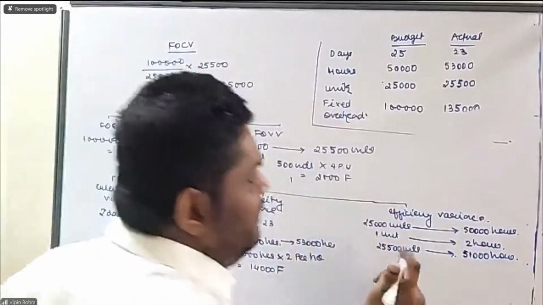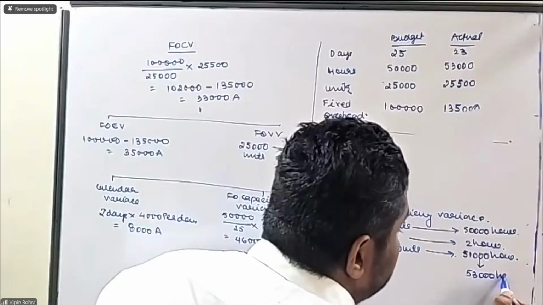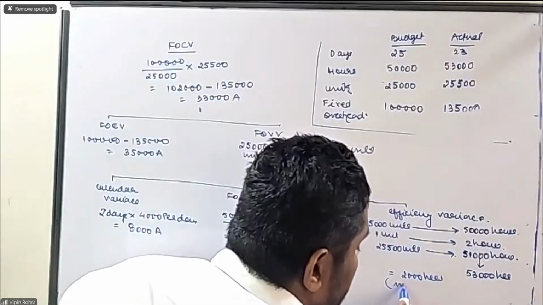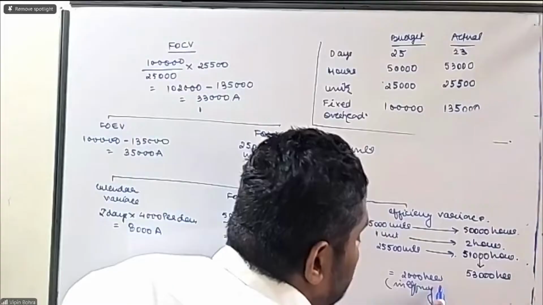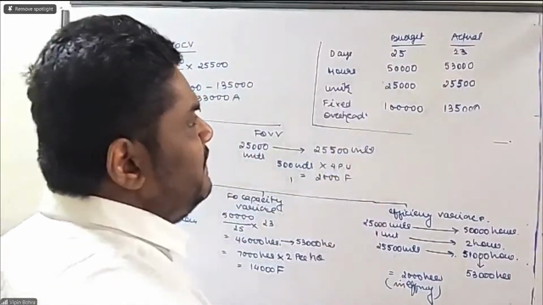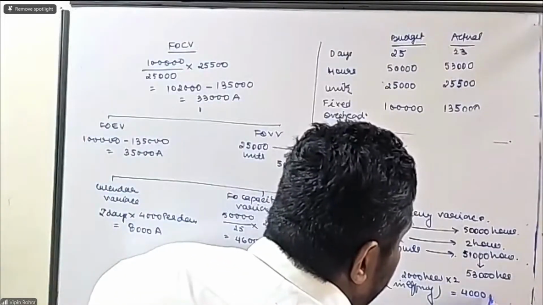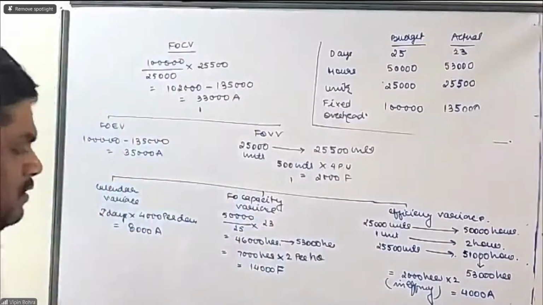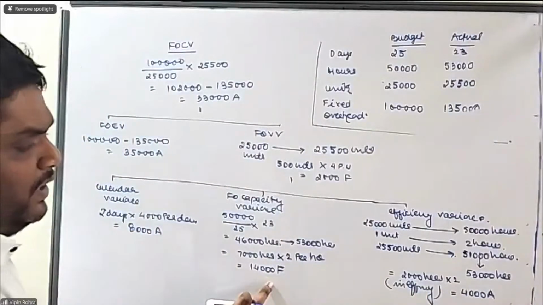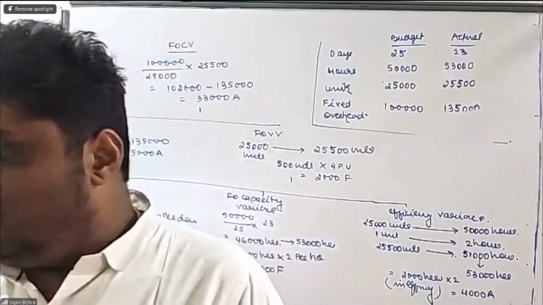But for 25,500 units, we actually took how many hours? 53,000 hours. That is 2,000 hours is my inefficiency. So this variance will be adverse and we'll be taking the rate per hour, that is 1 lakh divided by 50,000, that is 2. So this will be 4,000 adverse. So 4,000 adverse, 8,000 adverse, 12,000 adverse and 14,000 favorable, you will get 2,000 favorable. So it is 4,000 adverse.